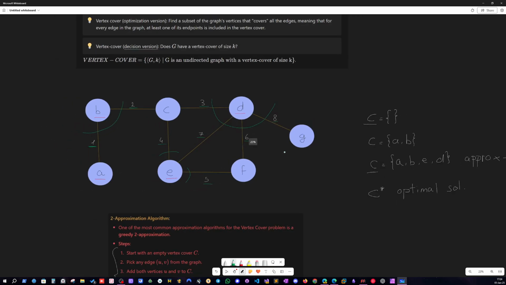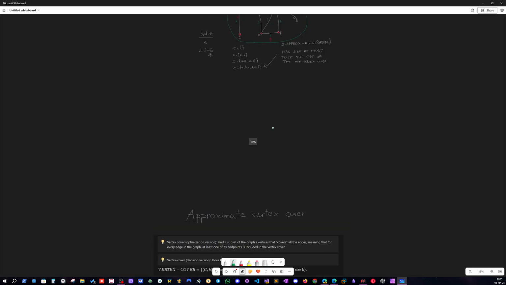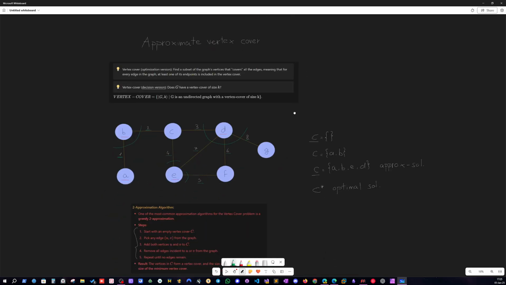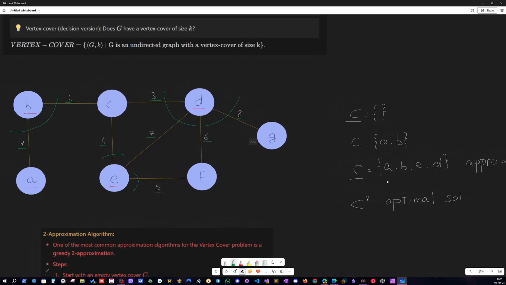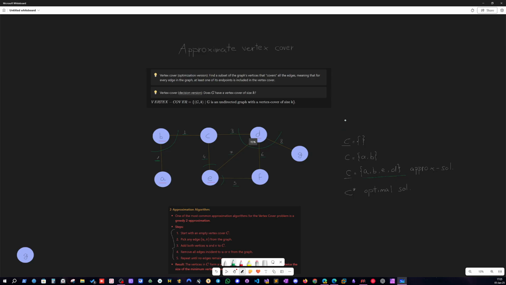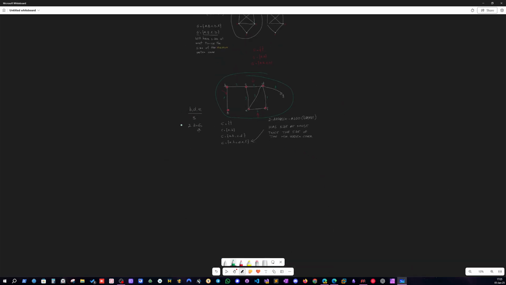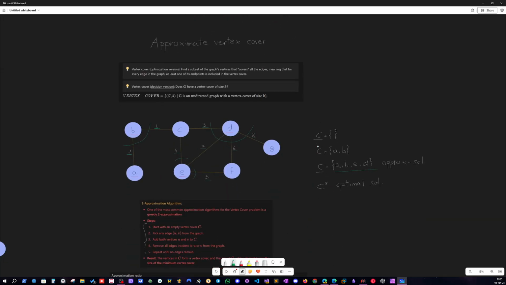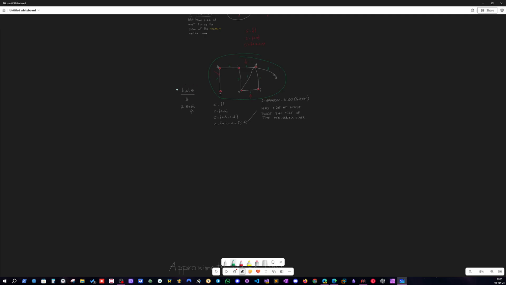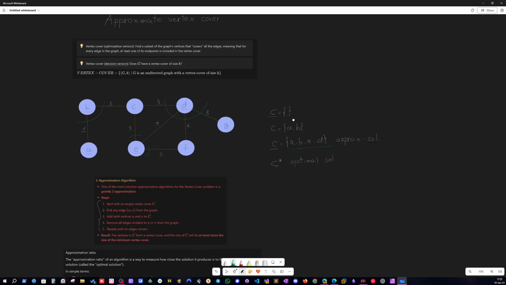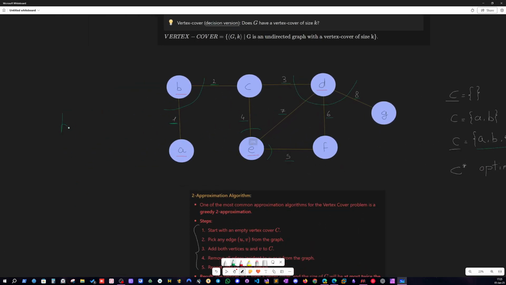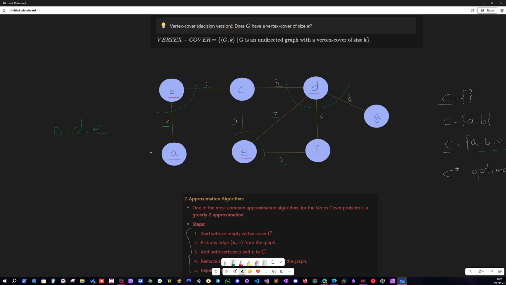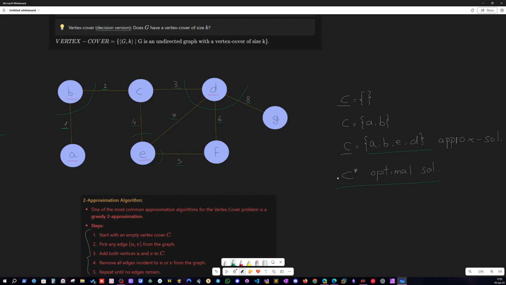Now let's see something interesting. Here we have that C is made by A, B, E, and D. So the approximate vertex cover is this. Eventually we can have even a better solution by considering only these vertices B, D, and E. Let's see why. So B, D, and E is like the minimum vertex cover, so the optimal solution, this.